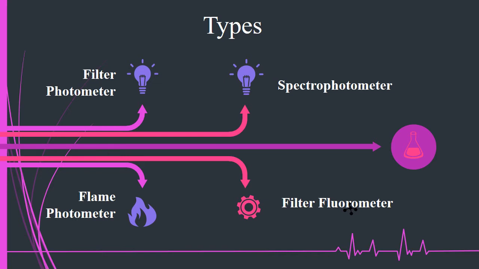The third one is going to be the flame photometer. The spectrophotometer allows the determination of the absorption of samples at various wavelengths. The fourth one is going to be the filter fluorometer. Fluorescence is an optical phenomenon in which light of shorter wavelength is incident on a sample and then the sample absorbs and re-emits light of longer wavelength. The concentration can be determined using these fluorometers.